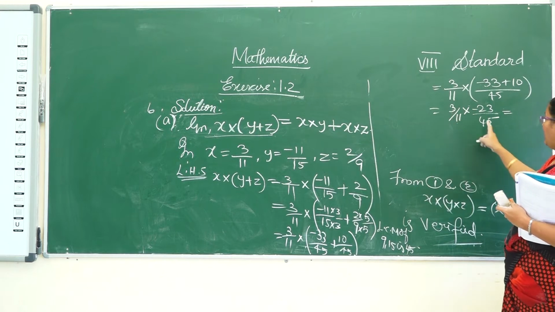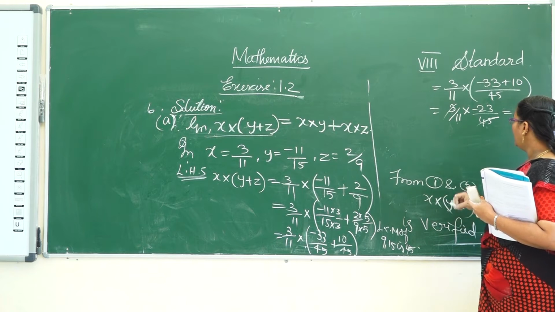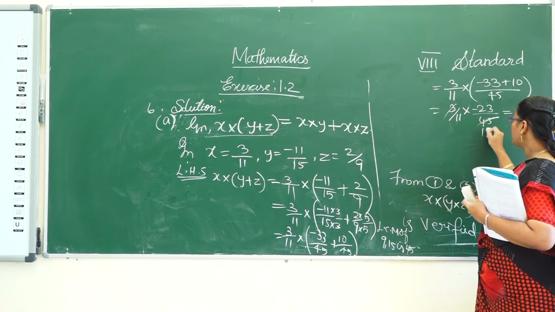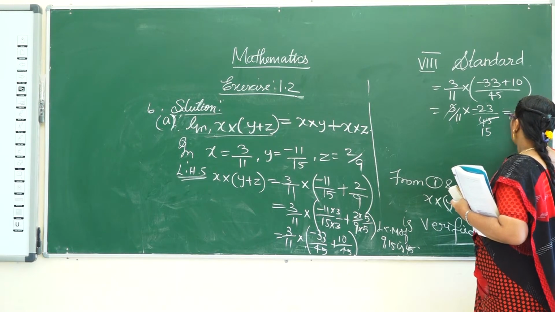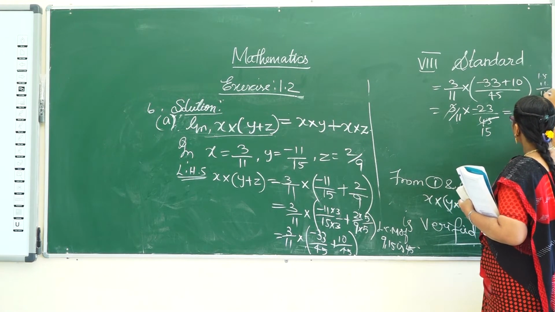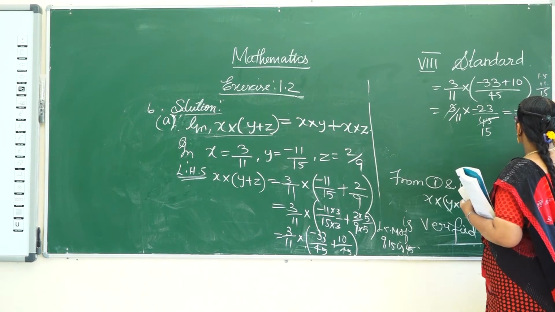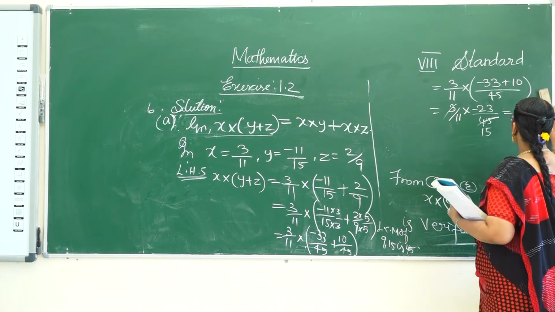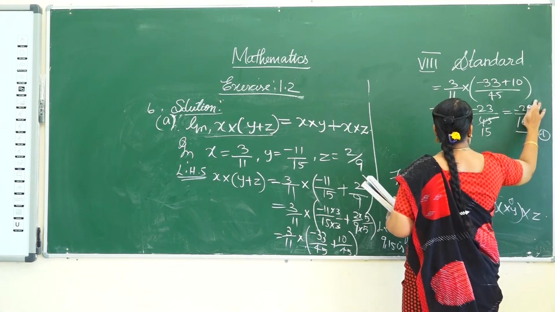Listen. So 3 will be cancelled in 45. 3 ones are 3, remaining 1. So 15, 3 5s are 15. Now multiply: minus 23 by 15 11s are 165. So the answer is minus 23 divided by 165, denoted as equation number 1.